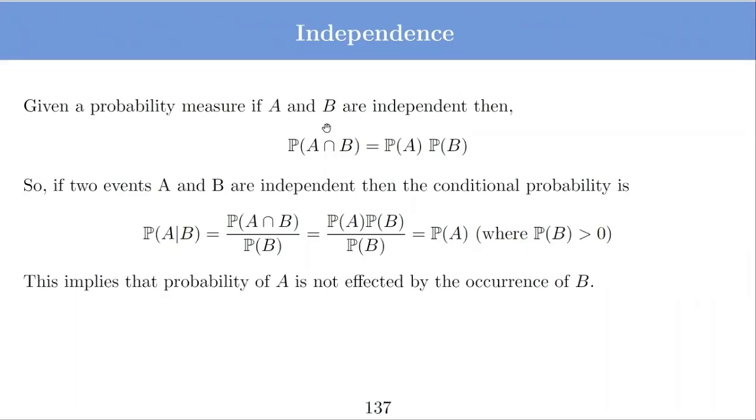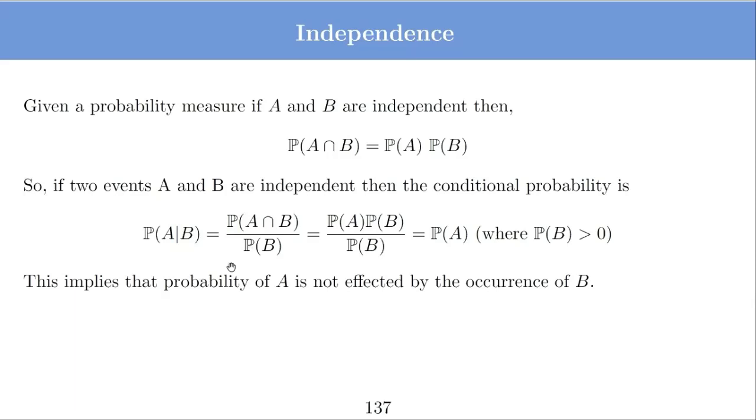So if the events are independent, what will be the conditional probability of A given B? Let us understand this. Conditional probability of A given B is equal to probability of A intersection B divided by probability of B. Now by independence of A and B, the probability of A intersection B is equal to probability of A into probability of B. So if you divide by probability of B, you just get probability of A. This means that when A and B are independent, probability of A given B is equal to probability of A.